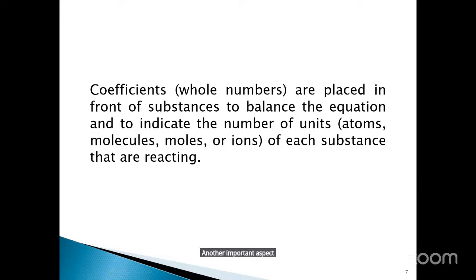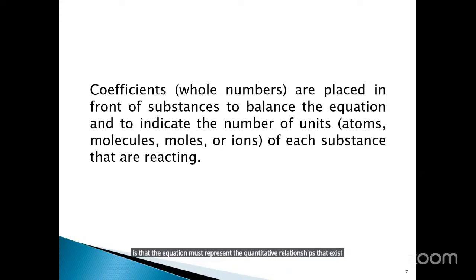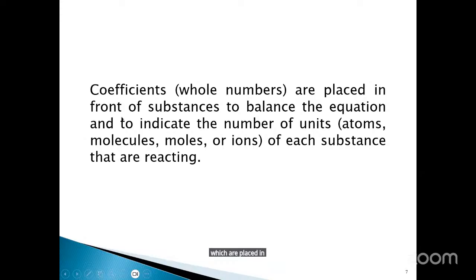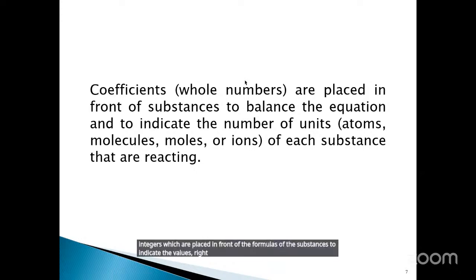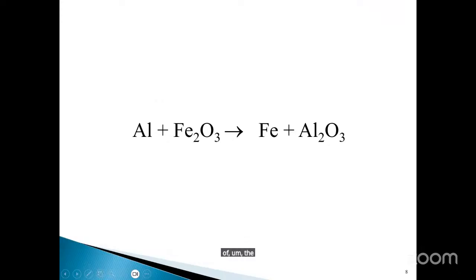Another important aspect of writing down a correct balanced equation is that the equation must represent the quantitative relationships that exist between the reactants and the products, right? So basically, in a balanced equation, which reflects that, we need to use what are known as coefficients, which are integers placed in front of the formulas of the substances to indicate the balance, right? Now, the balance is important because of the conservation of mass law.